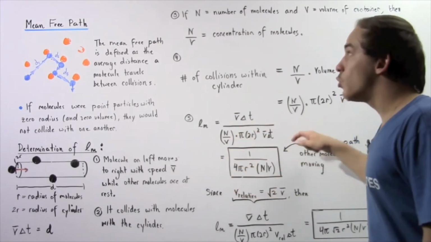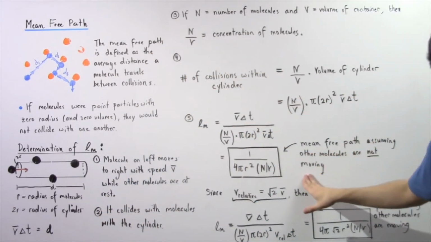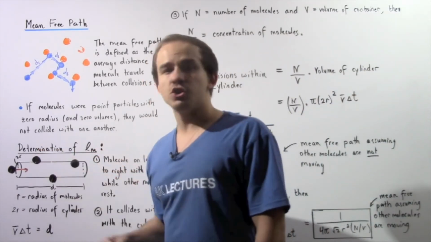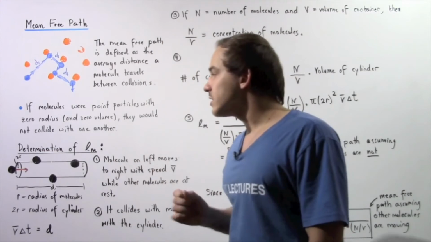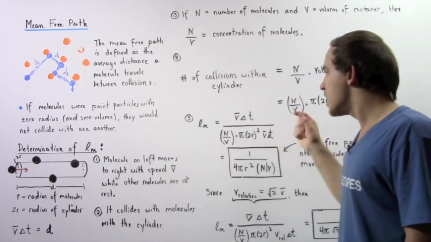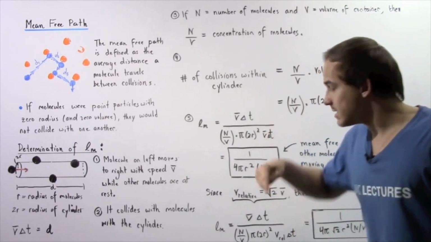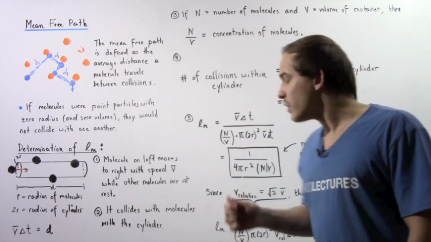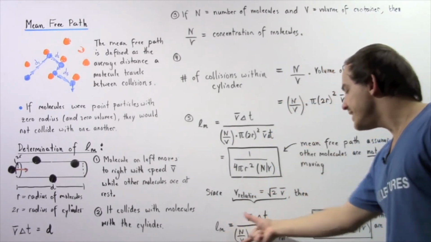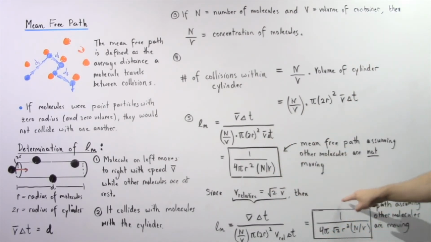Now, this is the equation that gives us the mean free path as long as the other molecules are not moving. But what if these molecules are in fact moving? Well, if these molecules are moving, then we have to use not the average velocity in this case, but the relative velocity. So this becomes a relative velocity. And because the relative velocity is equal to radical 2 times the average velocity, we get the following result. So we plug this into the bottom and we get the following equation. 1 divided by 4 pi times radical 2 times r squared multiplied by N divided by V.